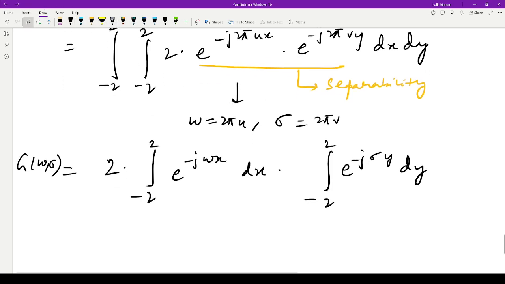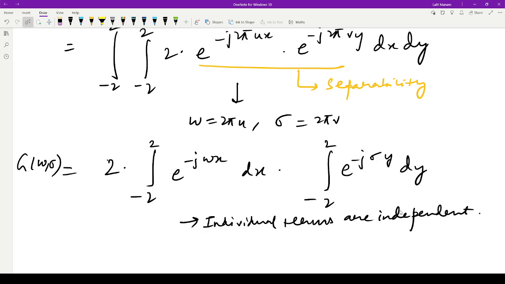Yes, we can, because x and y are independent. The first thing is that these terms are independent of the other variables. The individual terms are independent. What else? This is, of course, one of the first criteria you would use to separate this.